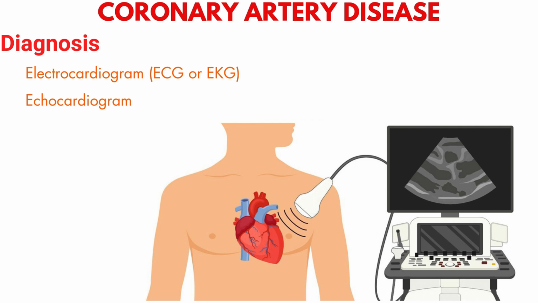Next is echocardiogram. An echo takes pictures of the heart's valves and chambers and measures how well the heart pumps. This test uses sound waves to show blood flow through the heart. It also shows the size and shape of the structures of the heart. Sometimes an echocardiogram is done during an exercise stress test.